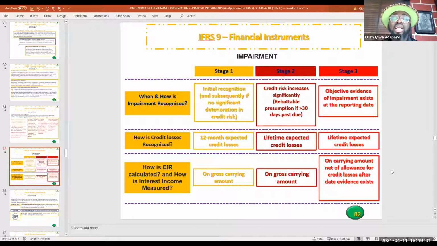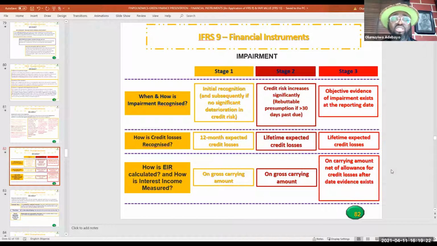Take note, the entry point for all financial assets is stage 1, except for those that are purchased or originated credit-impaired financial assets at initial recognition. Now, the second question is this: how are credit losses recognized?